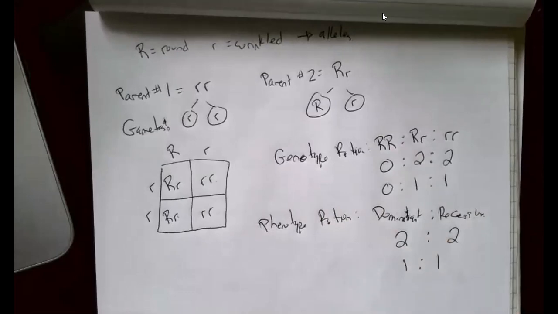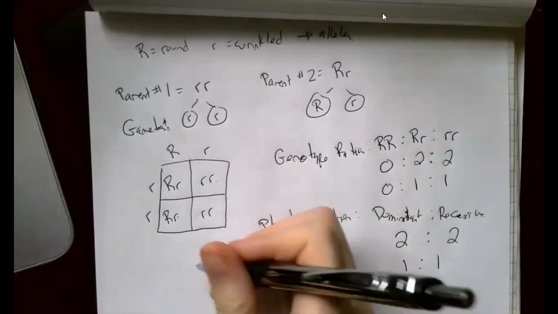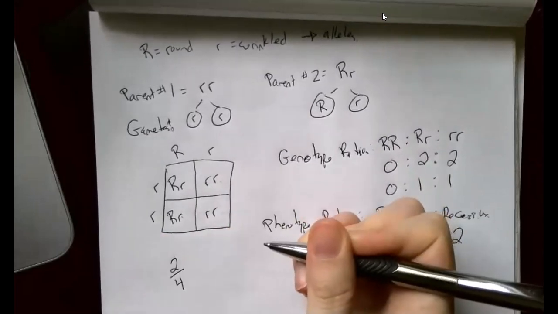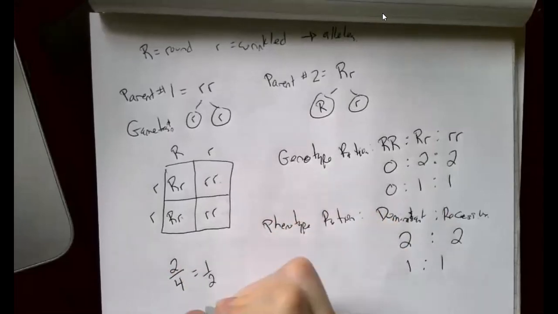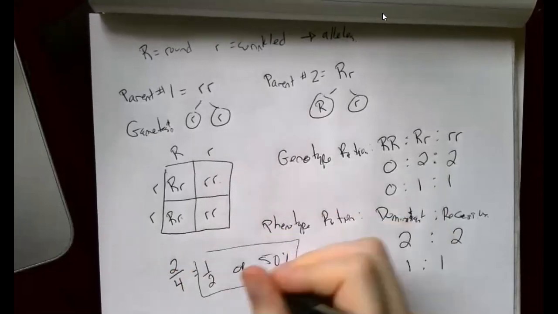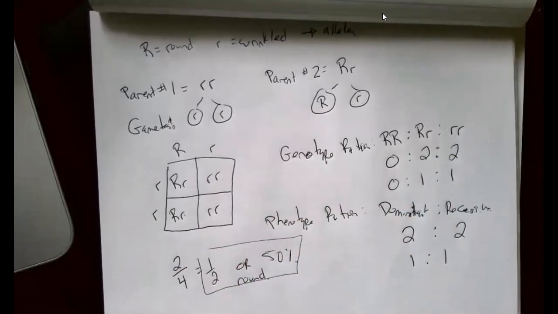And then lastly, it says, what is the probability of a round seed being produced? Well, the round seed in this case is the dominant trait. So I could say that 2 out of the 4 are going to be round, which is a half. And I could also say 50%. So a half or 50% will be round. The other half is going to be wrinkled. Okay, so now try the other 2 on your own.